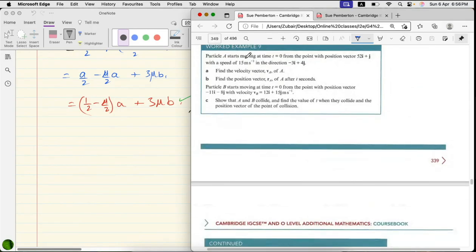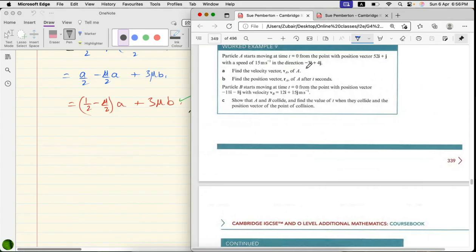Work the example. Particle A starts moving at time t equals 0 from the point with position vector 52i plus j with a speed of 15 meters per second in the direction. Be careful with the vector is this and speed is this. Speed is actually the magnitude in this direction. Direction is this. Find the velocity VA of A.